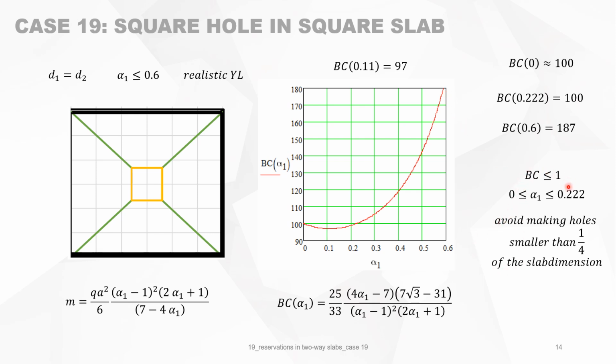So the bearing capacity is smaller than 1 for a square hole in a square slab, as long as alpha 1, the size, is between 0 and 0.22. So it means that you have to avoid making holes in square slabs smaller than 1/4 of the slab dimension. So you should think that the bigger the reservation is, the smaller the bearing capacity, which is not necessarily the case. Here, for a centric square hole in a square slab, the smaller you make the hole, the reservation, the larger your loss in bearing capacity becomes.